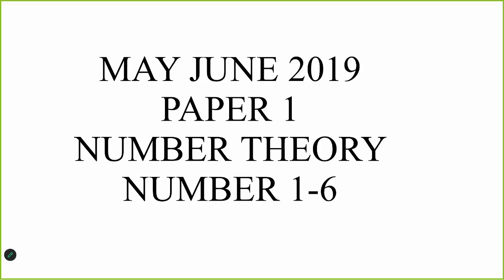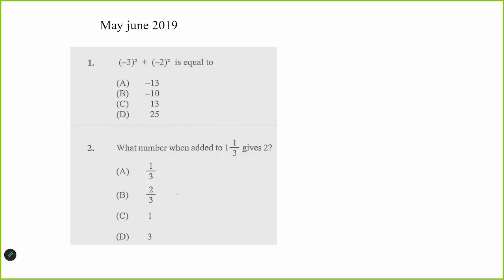We're now going to do May, June 2019. Paper 1, number 3 section, which is 1 to 6. Repeated question. That is 9 plus 4. This is a repeated question, and you'll just say 1 and 1/3 plus each one of them to see which one would give you 2. The answer is B.